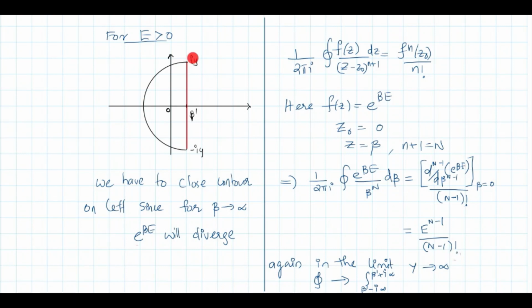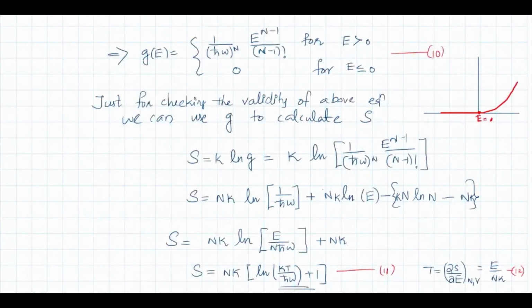Again, in the limit y tends to infinity, the contribution from this semicircle will vanish, and this closed contour integral is the same as the integral from beta prime minus i infinity to beta prime plus i infinity. So the density of states becomes g of E equal to 1 by h cut omega raised to n, E raised to n minus 1 by n minus 1 factorial for E greater than 0, and 0 for E less than or equal to 0.